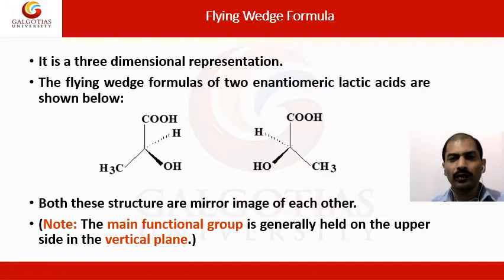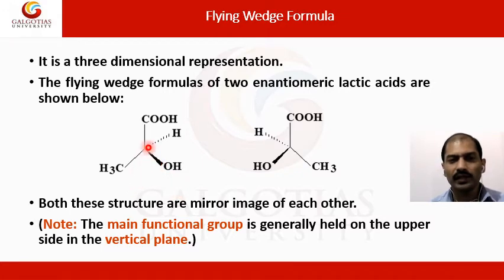Be aware that the flying wedge formula is a 3D representation of a molecule. In the flying wedge formula, you can see two enantiomers, like in the case of lactic acid, shown here. These are the dashed lines, this is a thick line, and these are the normal lines.